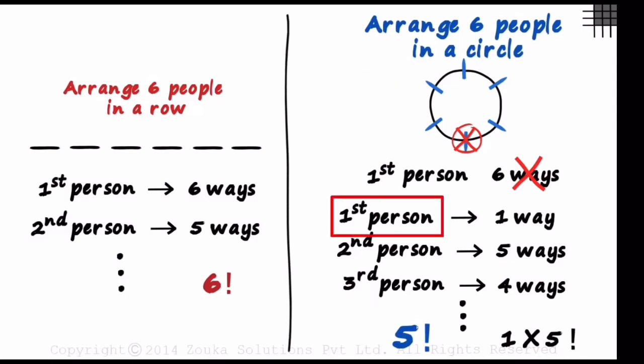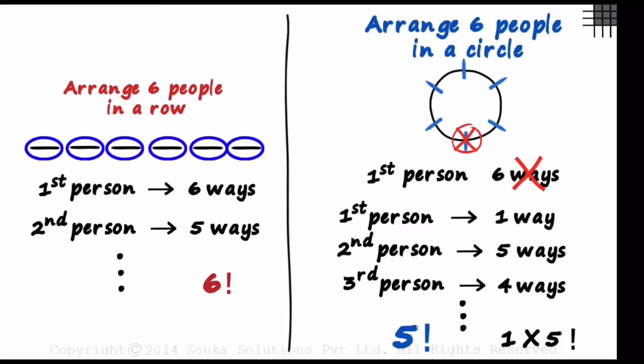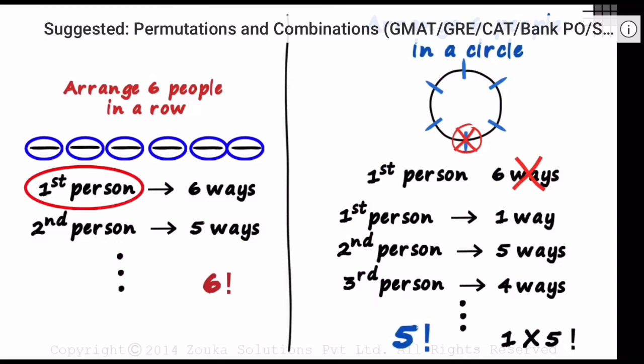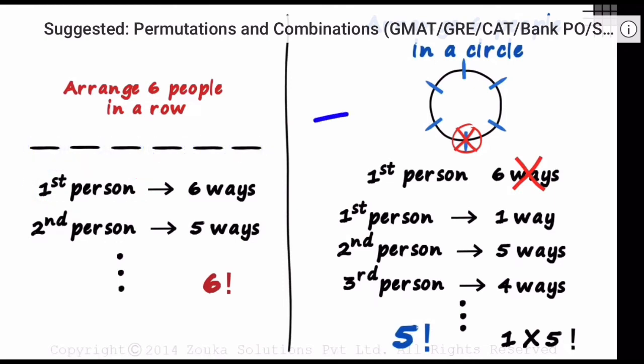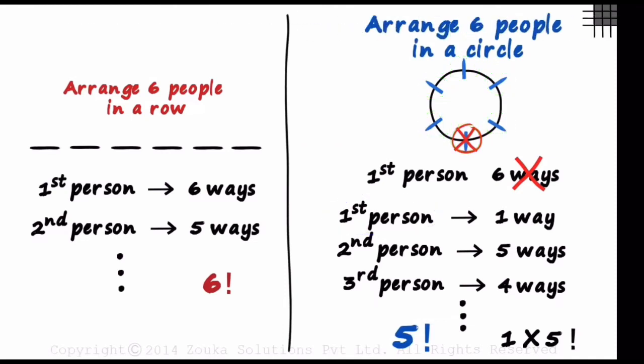The first person can be seated in just one way. If it is a row, then each slot or chair is different from the others for the first person. But here, each chair or position is the same for the first person. So remember, n people can be seated in a circular fashion in n-1 factorial ways. Memorizing this is not a good idea. Understanding the concept is better.